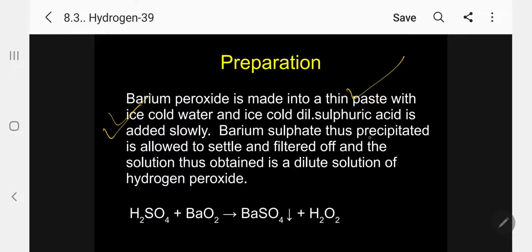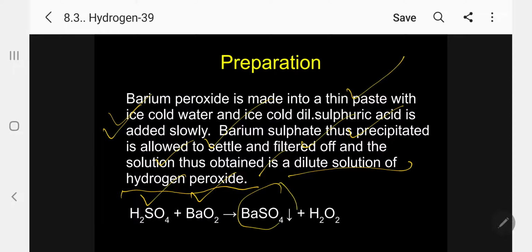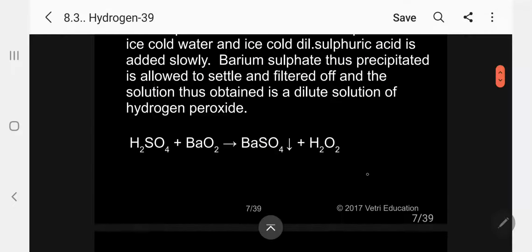Barium sulfate is thus precipitated, allowed to settle and filtered off. The remaining solution thus obtained is a dilute solution of hydrogen peroxide. Kindly follow, this is the barium peroxide method. We are using dilute sulfuric acid, ice cold. Barium sulfate is precipitated and we filter it off. The remaining solution is a dilute solution of hydrogen peroxide.